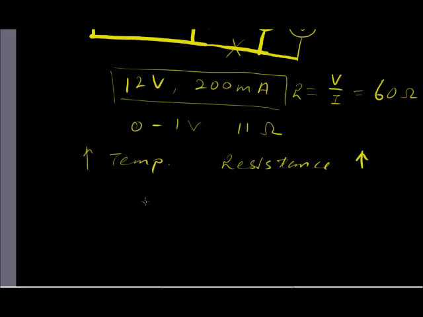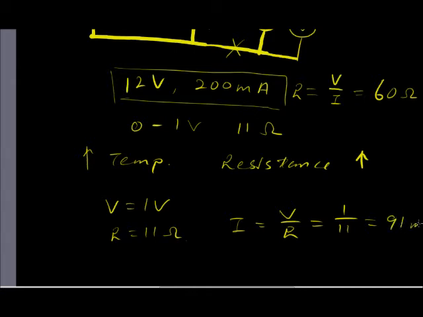So for the first part, we need to calculate the current in the lamp when the PD across it is set at 1 volt. So when the voltage is at 1 volt, and it's given that R is equal to 11 ohm, then current is given by V over R. So in this case it is 1 over 11, and this is nothing more than 91 milliamp.